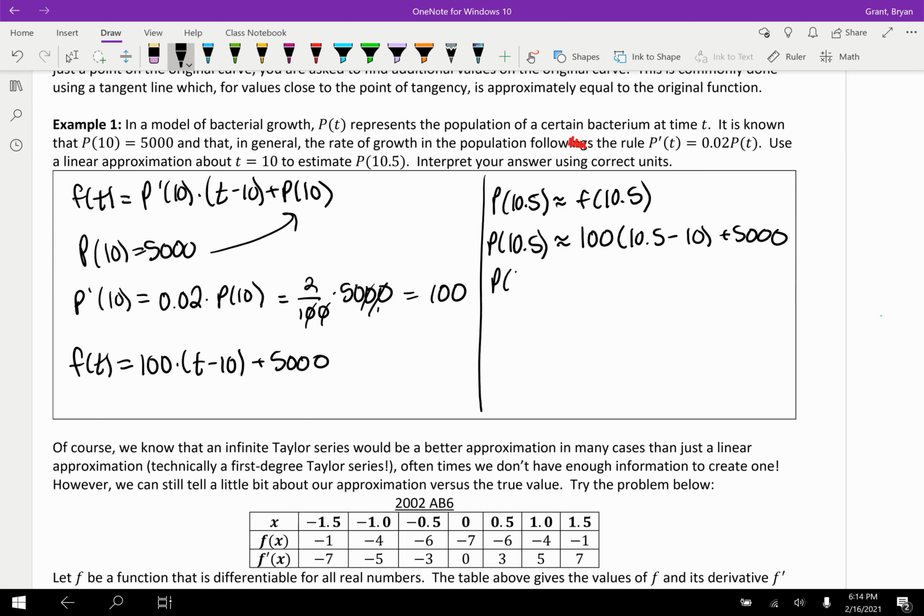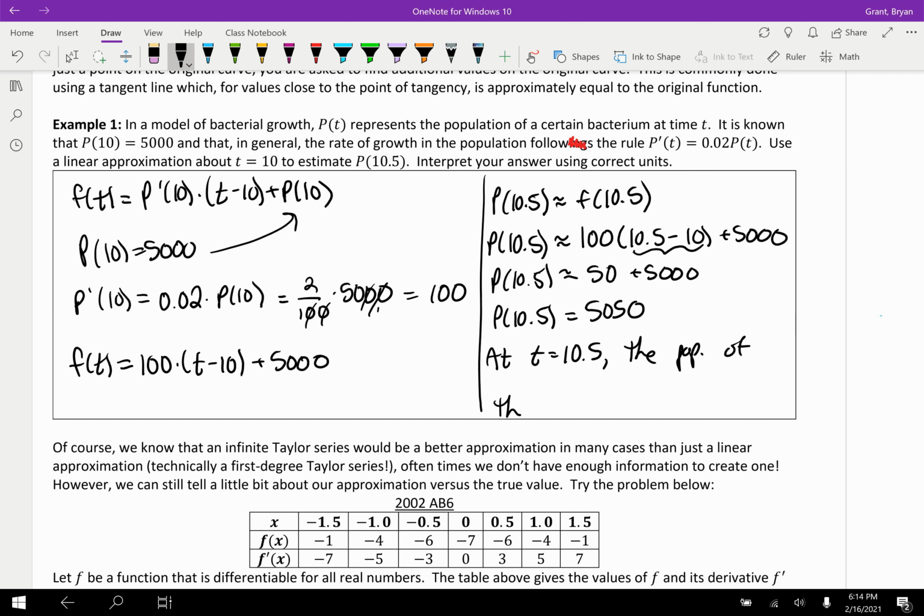Simplifying this down, let's do a little mental math here. 10.5 minus 10 is 0.5, or 1/2. Half of 100 is 50. And so we end up with 5050. Interpret your answer using correct units. It's a little bit difficult here because we don't have too many units, but we could say something like this. At t equals 10.5, the population of the bacterium is 5050. Great.